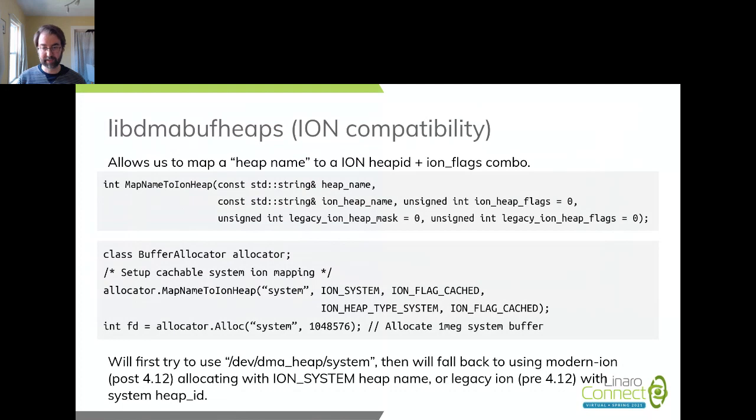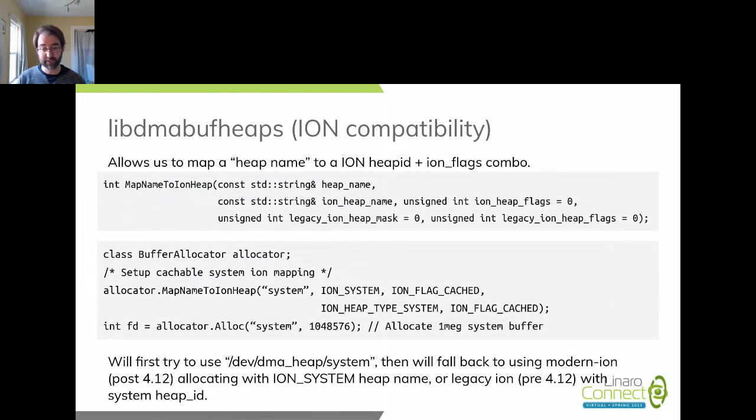Now, it's a little more complex because there are multiple versions of Ion. We had an ABI break at 4.12, and so we have to support both the legacy Ion and the modern Ion. So basically, this argument is a little more complicated. For the example here, we say MapNameToIonHeap for system, and we pass the Ion system name and the Ion flag cached, and then we also pass the Ion heap type system and Ion flag cached for the legacy Ion interface.